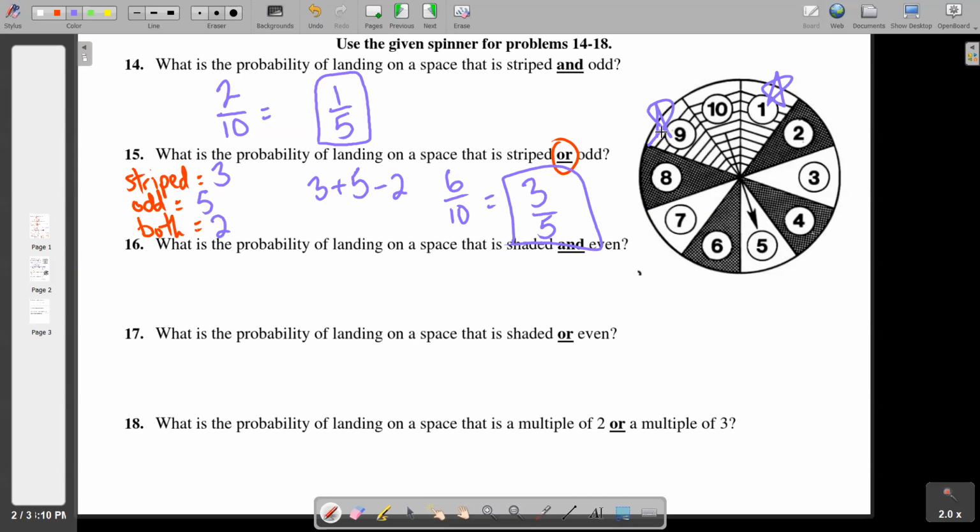Because these 2 cards with the stars on them got counted twice. They got counted in the category of striped, didn't they? Oh. And they also got counted as odds. And you don't get to count them twice.